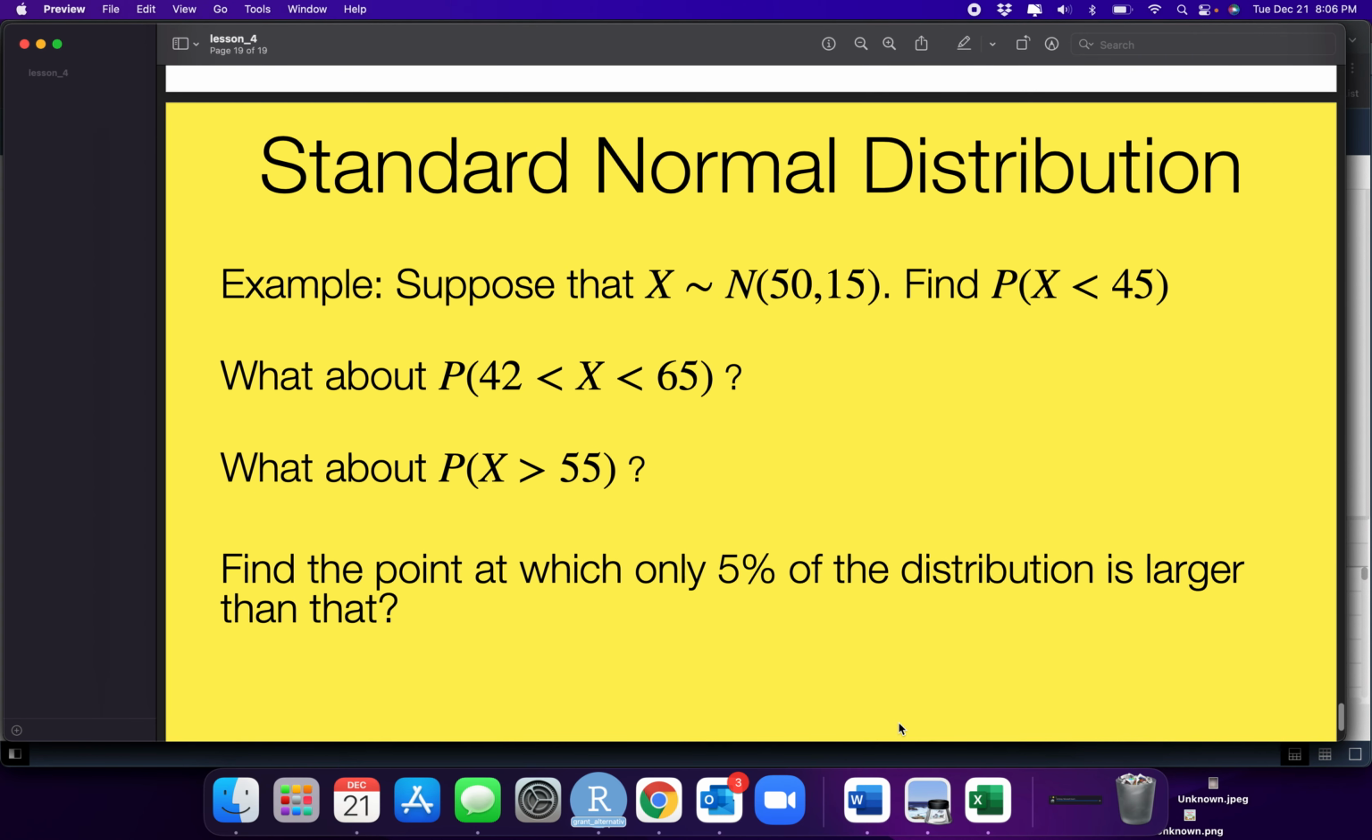I start off by saying, suppose that we have this thing called a random variable. It has a normal distribution. So it's random, but it behaves with a normal distribution with a mean of 50 and a standard deviation of 15. I want you to find the probability that a randomly selected x will be less than 45. And then I ask you a number of different questions between 42 and 65 and greater than 65. In the original video, I showed you how to do it using StatCrunch. You can do it the same way using Minitab.